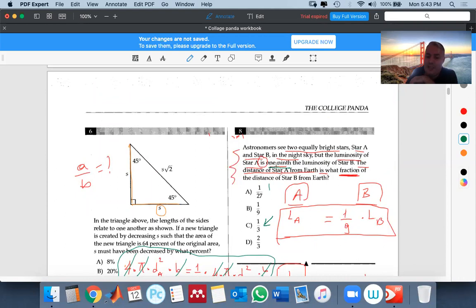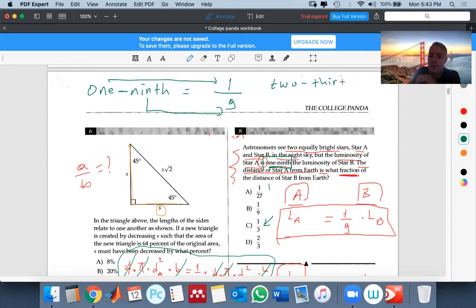1/9. What does it mean in English? 1/9 means that 1 is the numerator, this dash means division, and this is the denominator. For example, 2/3. What does it mean? 2 is up, division, 3 is down. 1/5. What does it mean? 1 is up. The denominator is 5. So 1/9 means this. Okay now?